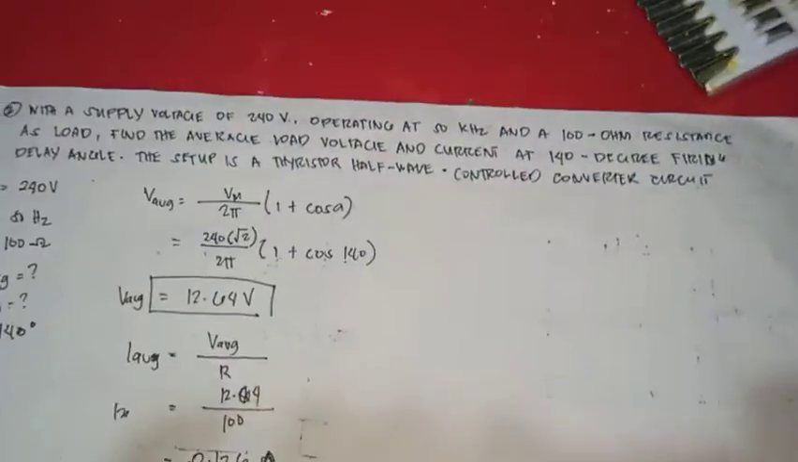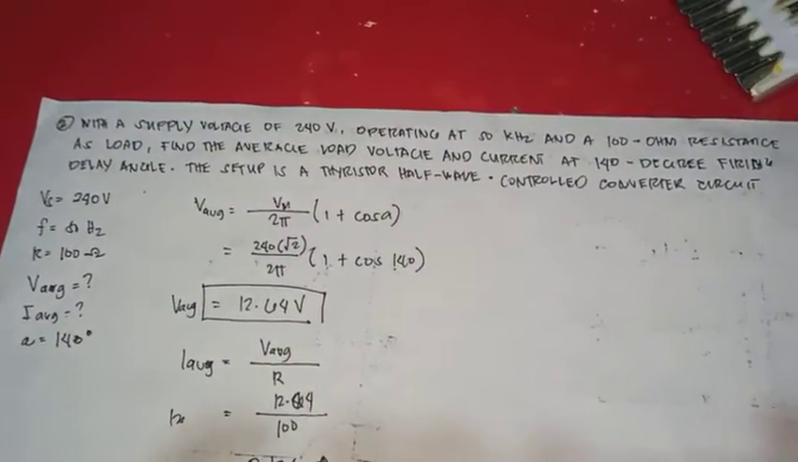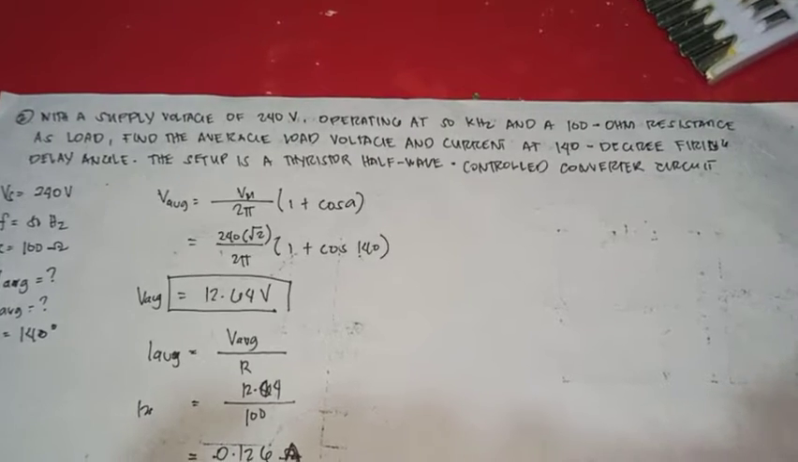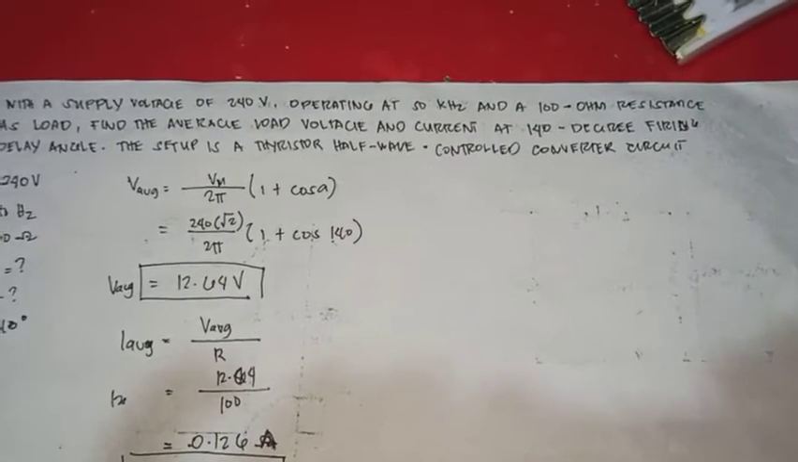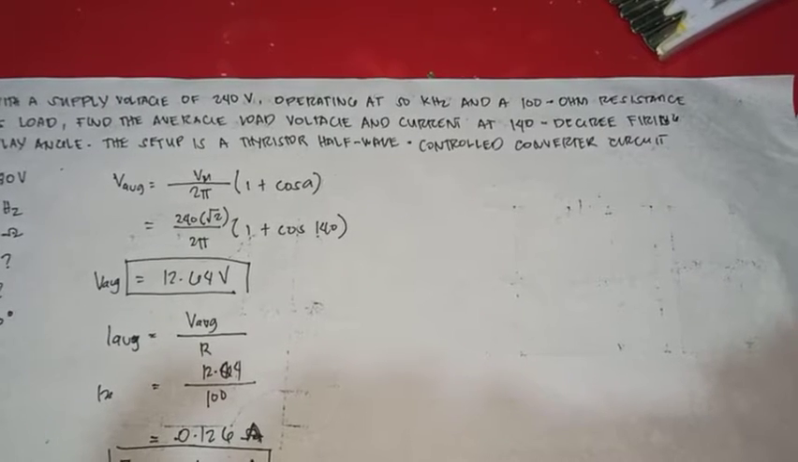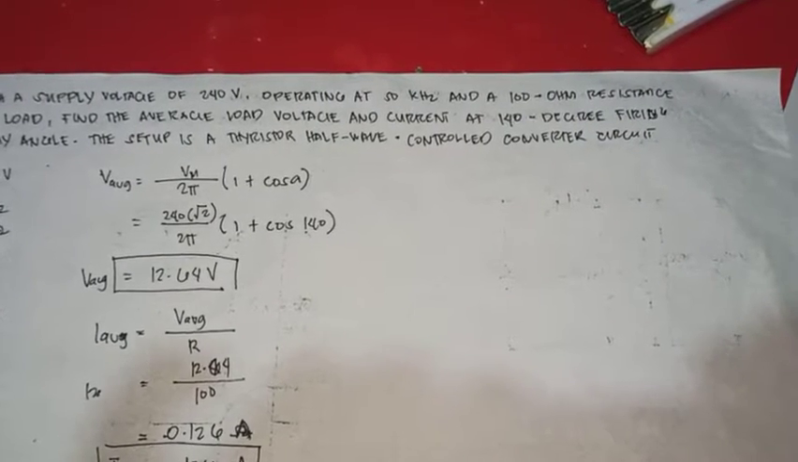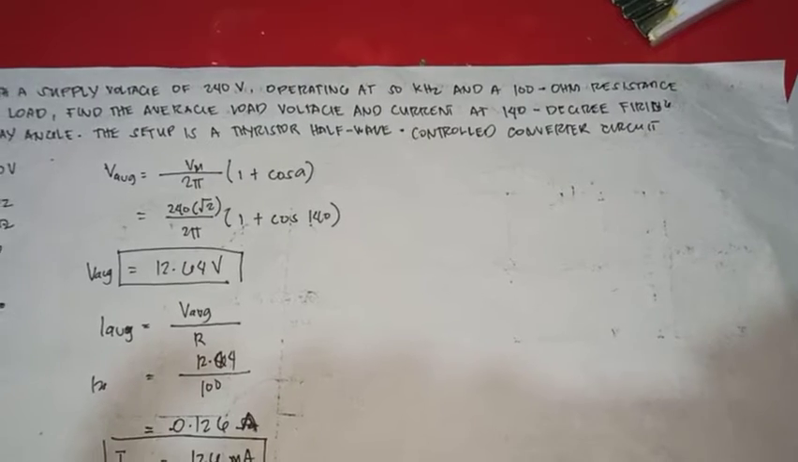Next is a supply voltage of 240 volts operating at 50 Hz and 100 ohm resistance as load. Find the average load voltage and current at 140 degree firing delay angle.